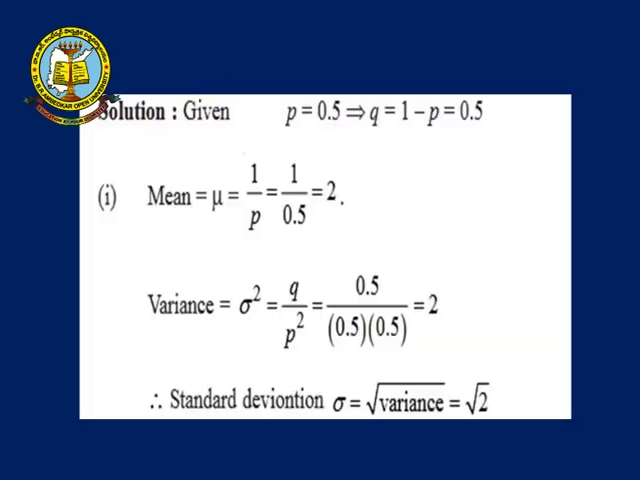See here, you know that P plus Q is equal to 1, P is equal to 0.5. So Q is equal to 1 minus P, 1 minus 0.5, again that is 0.5. Then mu is equal to 1 by P, 1 by 0.5 is equal to 2. The variance, that is sigma square, is Q by P square. Q is 0.5, P is 0.5, into 0.5.